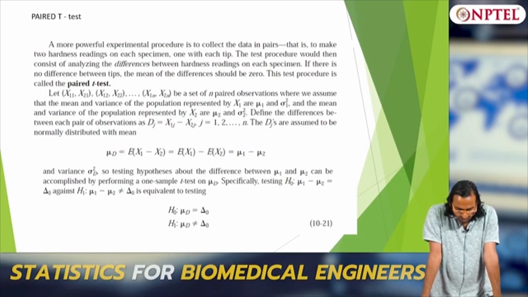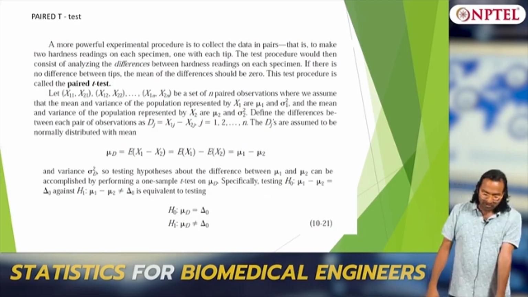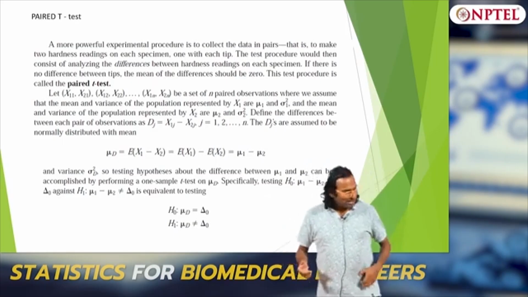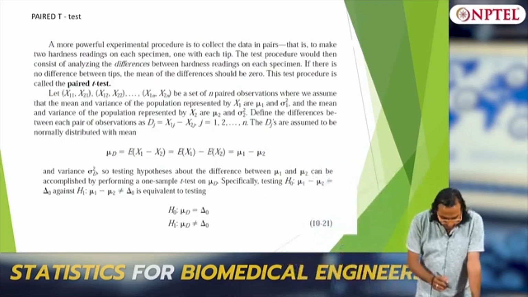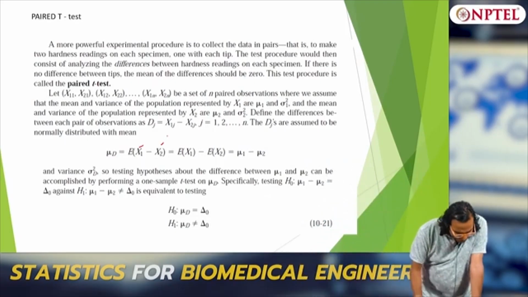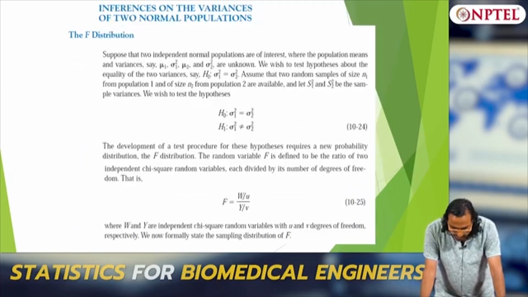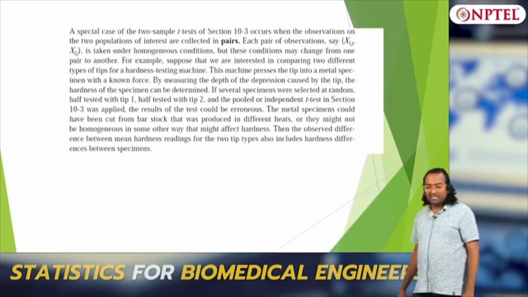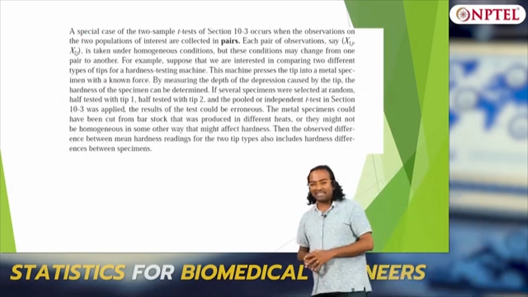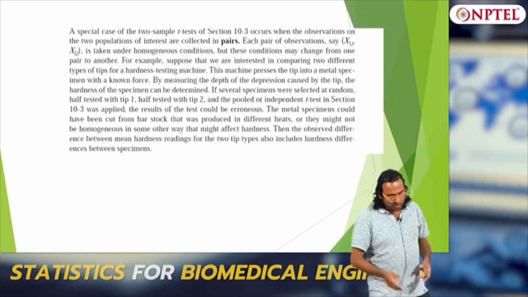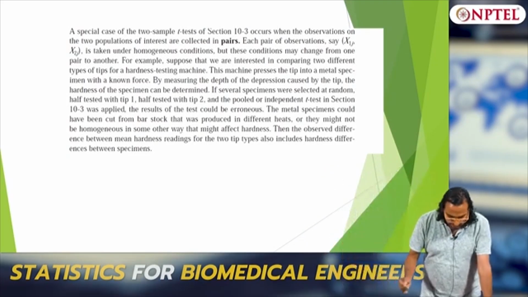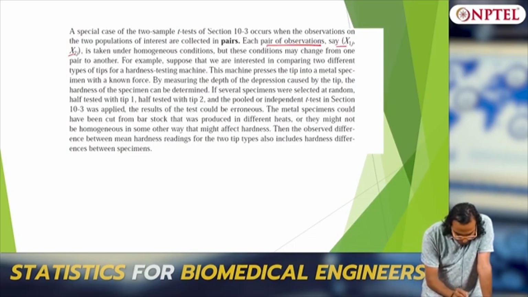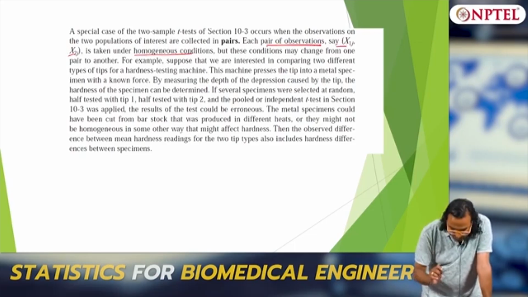Okay, so you assume that x and y, if you take two random variables, in this case x1 and x2. Let us take an example, then it is better to understand. Let me see if they have an example. The paired t-test is a special case. So let us look at this example. Each pair of observations, say x1j and x2j, is taken under homogeneous conditions.